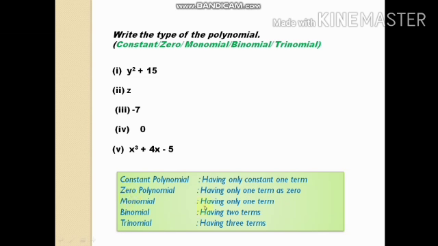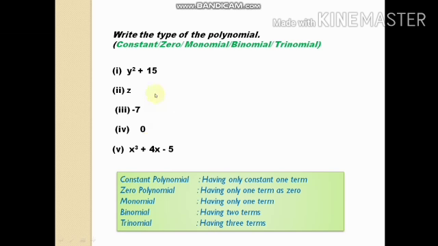And if a polynomial having only one term is called monomial. And if a polynomial having two terms is called binomial. And if a polynomial having three terms is called trinomial.